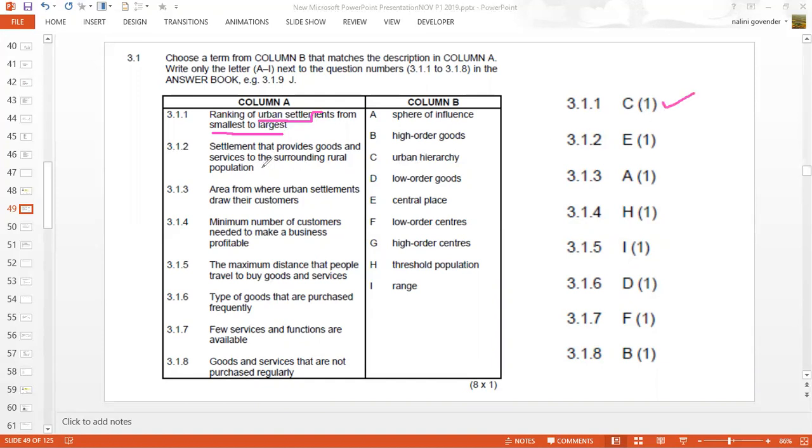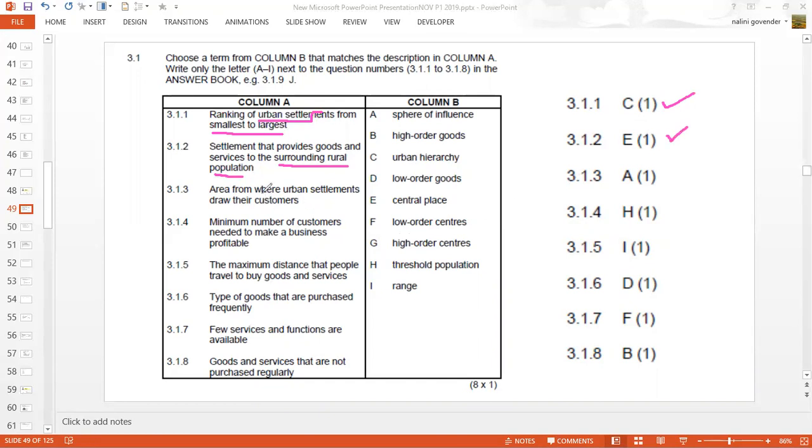Number 2, the settlement that provides goods and services to our surrounding rural population. And yes, again, you are right, it's going to be our central place. A central place provides goods and services to people living around it.